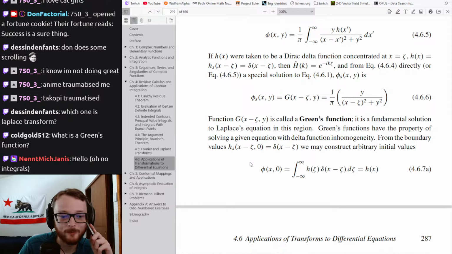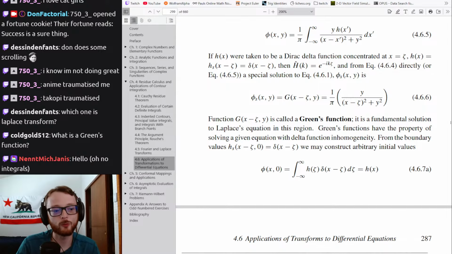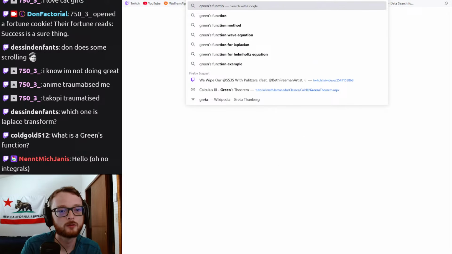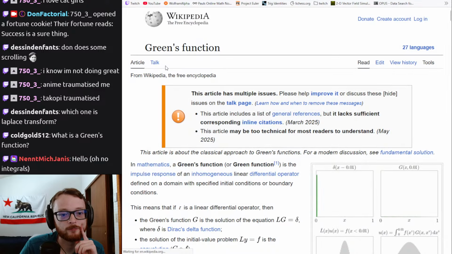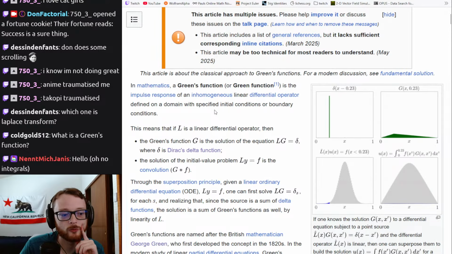But we doing well. You know, I should just look up Green's function. But the advantage of Green's function is you can use them to construct solutions with any other boundary condition, I think.